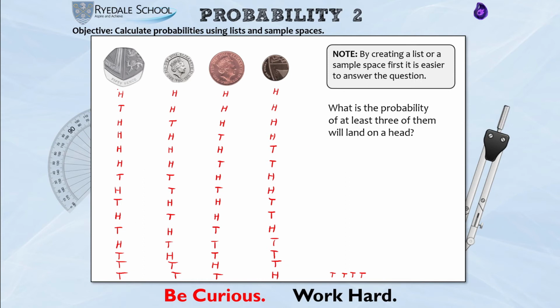So, how many different combinations can happen? 1, 2, 3, 4, 5, 6, 7, 8, 9, 10, 11, 12, 13, 14, 15, 16. So remember, each row represents one combination. Now we've got all the things that can happen, it's actually a lot more straightforward to answer this question. What is the probability at least 3 of them will land on a head? So where are the ones where at least 3 are heads? It's that one there, that one there, that one there, that one there.